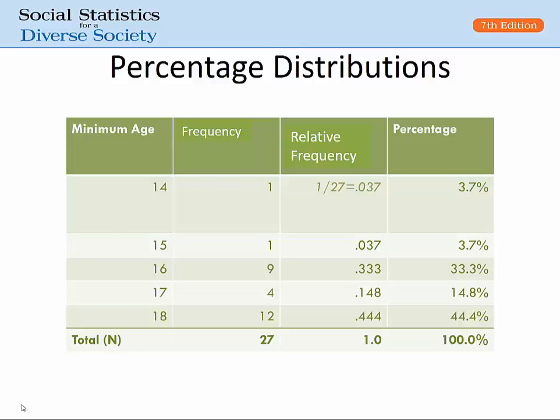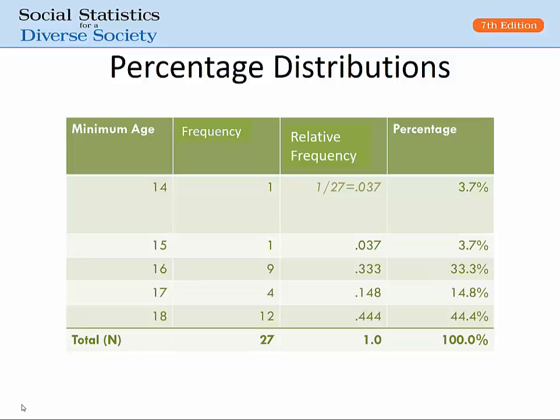So on the next slide, we can see the percentage distributions, and this table displays the frequency or the count, the relative frequency, which is a number expressed as a decimal, and the percentage, which is the decimal converted to a percentage. So we'll just go through this quickly. The minimum age in this particular group of individuals, there's a minimum age of individuals who are 14 years old, 15 years old, 16 years old, 17 years old, and 18 years old. So the categories are listed in the first column on the left.